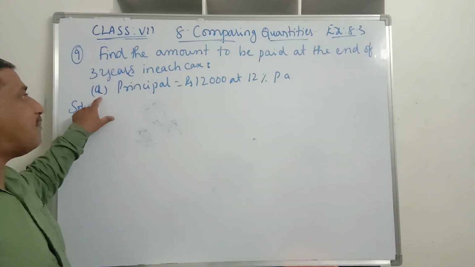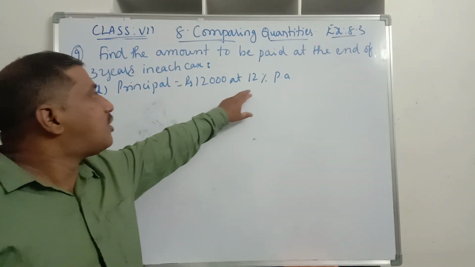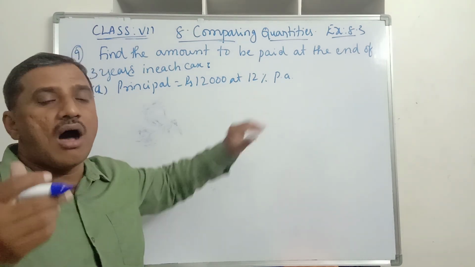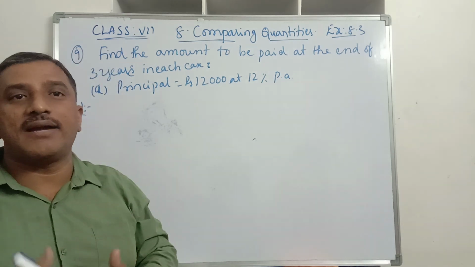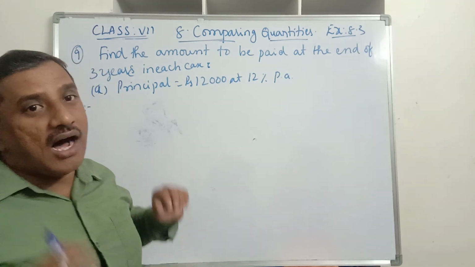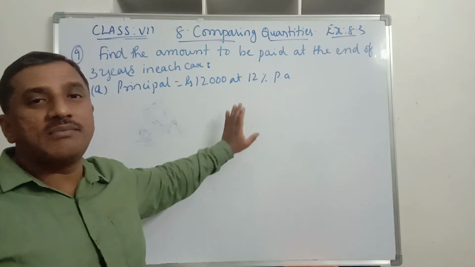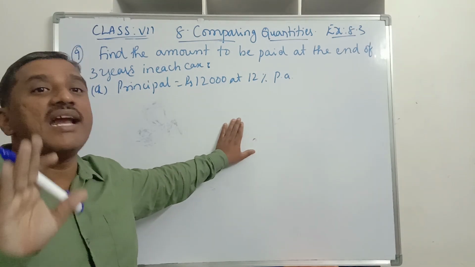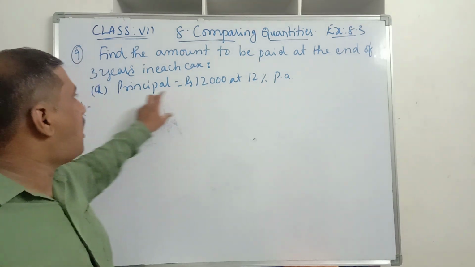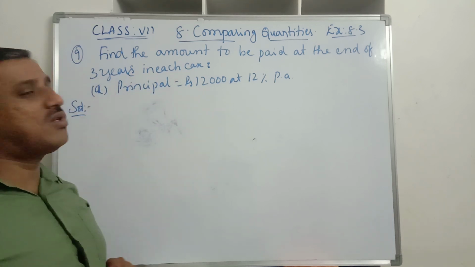So what is it? Part A. Principal, it is 12,000 rupees at 12% per annum. What does this 12% per annum represent? Rate of interest. Rate of interest is always calculated per year. PA means per annum. Annum means year, per 1 year. And it is always expressed in percentages. So 12%, the percentage symbol is there, it represents rate of interest. So here rate of interest R is 12% per annum, principal P is equal to 12,000 rupees, time T is equal to 3 years.